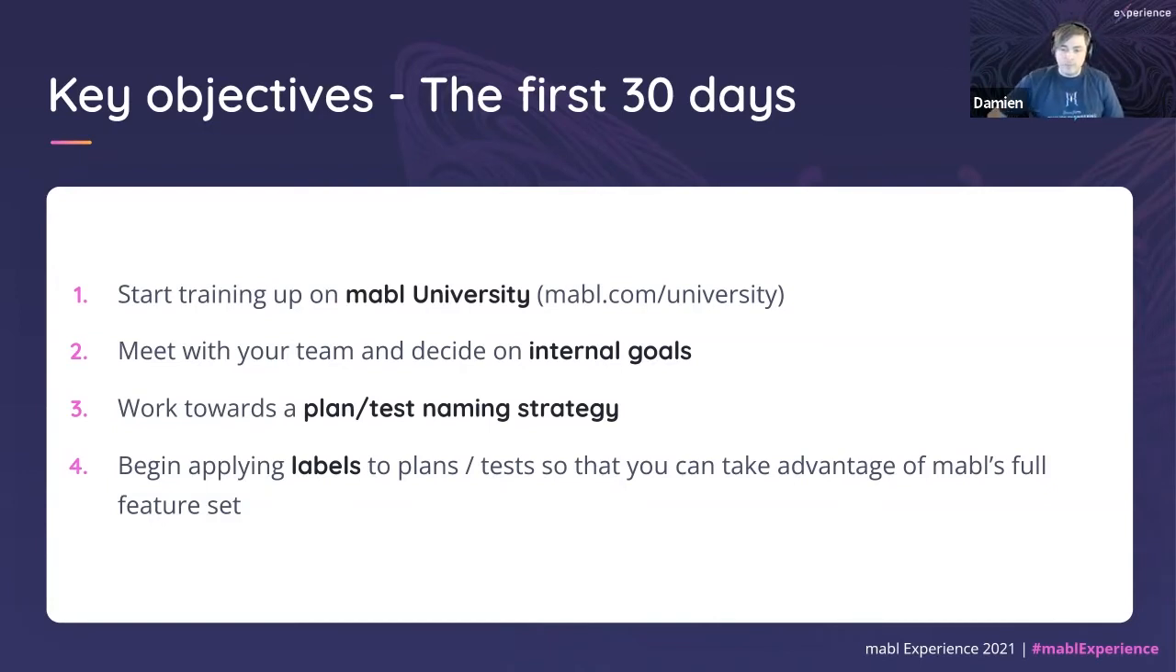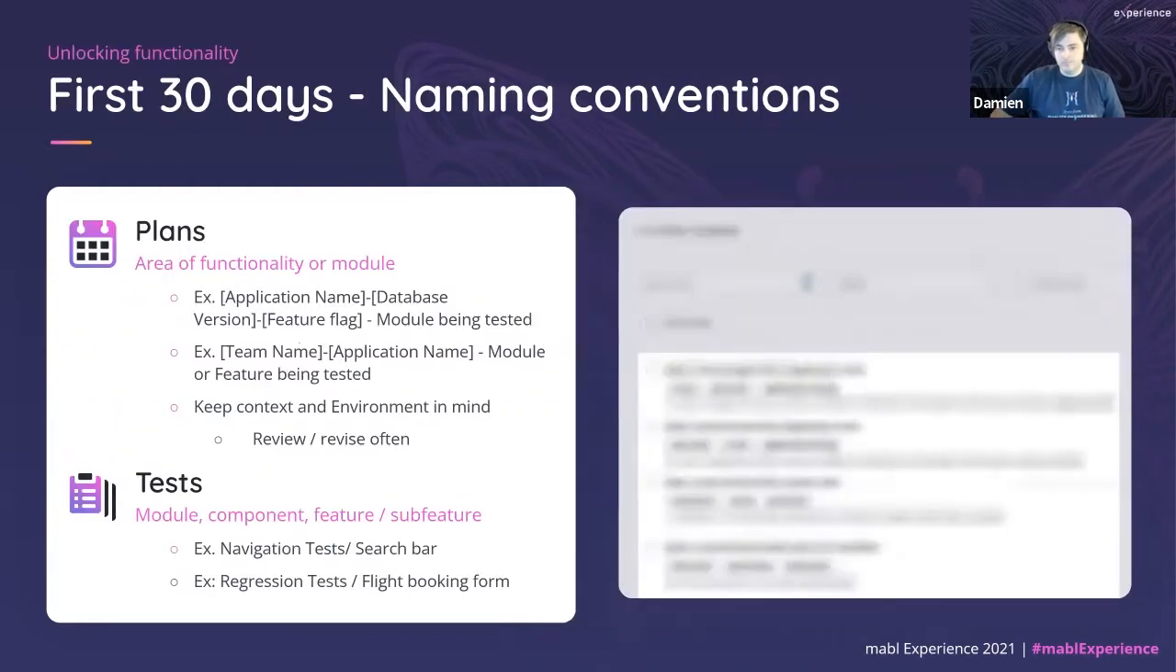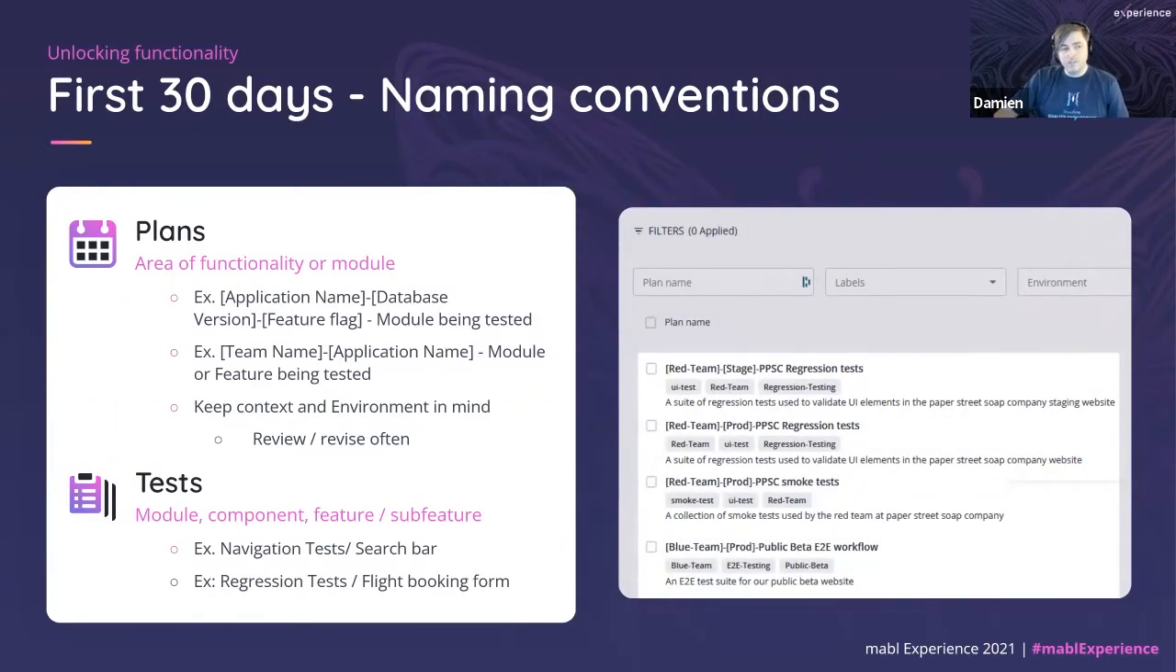Labeling fills in some of the blanks that may not have been covered in naming conventions alone. Applying labels to both plans and tests will allow you to be granular about product features, test teams, and goals that a specific plan or test may be trying to achieve. Labeling will also allow some cool product features that we're going to loop back on and discuss a little later on in the presentation. So let's move on to naming.